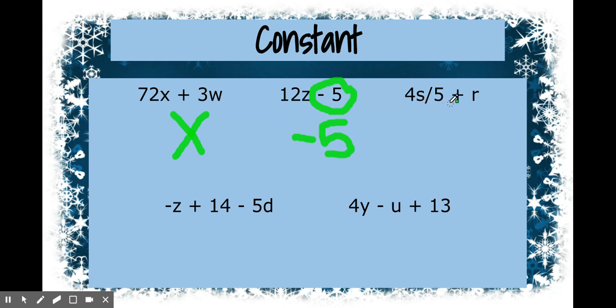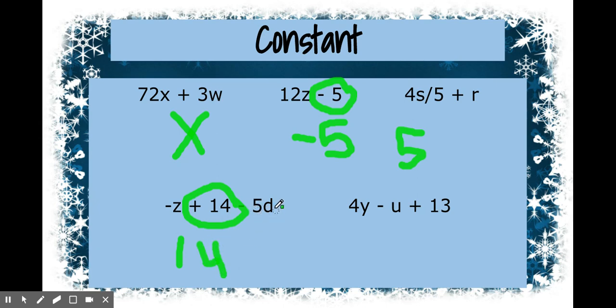Here I have 4s divided by 5 plus r. 4 is not alone, it's being multiplied by that s. 5 is not being multiplied by anything, and it is a positive 5, so that is a constant. I have no more numbers that are standing alone. Move on to my next one. I'm looking and I'm saying, do I have any numbers that are standing alone? Z is a variable. 14, is there anything being multiplied by 14? There is not. So I have a positive 14.